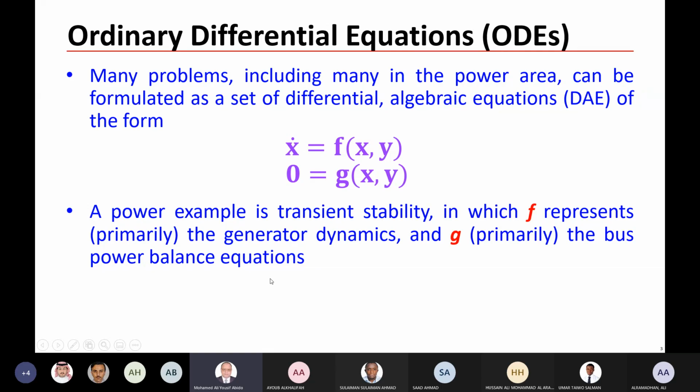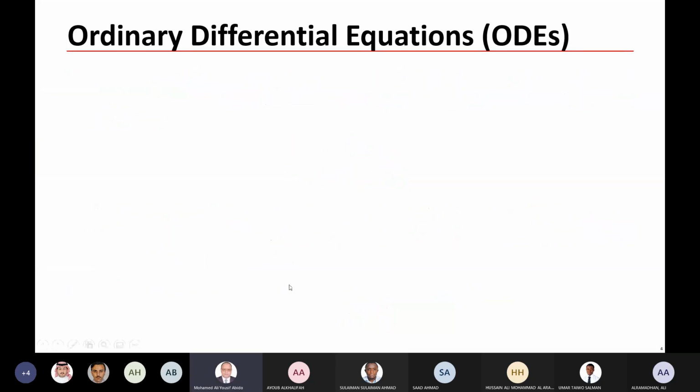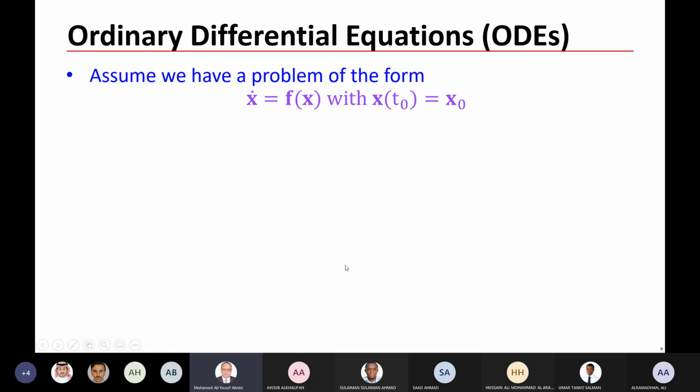If we expand this to multi-machine, we have load flow solution. A load flow is an algebraic equation, and we have the dynamics of the machine. You can write the swing equation here. We will initially consider the simpler problem of just x dot equal to f of x, similar to the swing equation. Assume we have a problem of the form x dot equal to f of x with the initial condition x0.